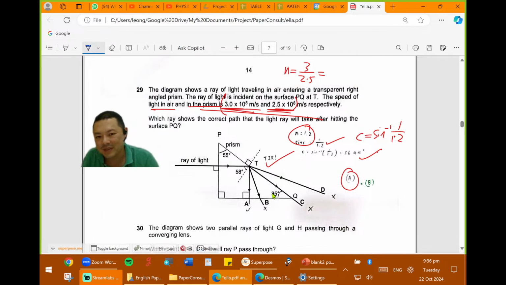Because in your mind you're always thinking, right? You see the ray go like that, so you think that it's always like this, right? Correct or not?